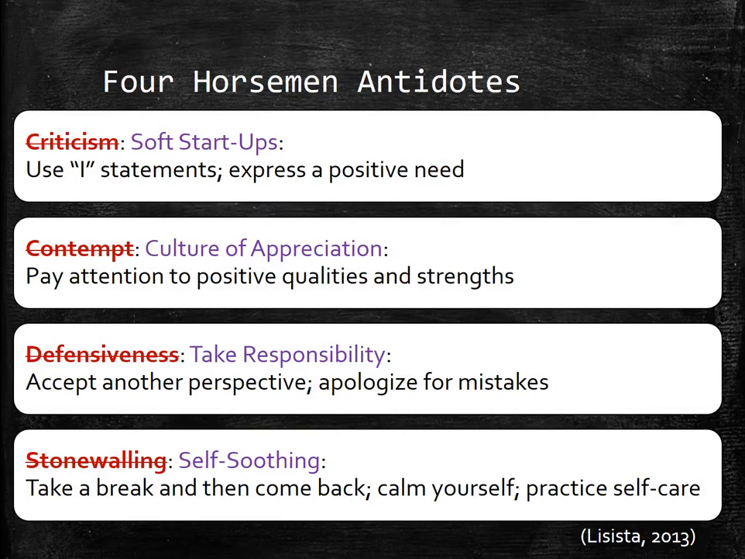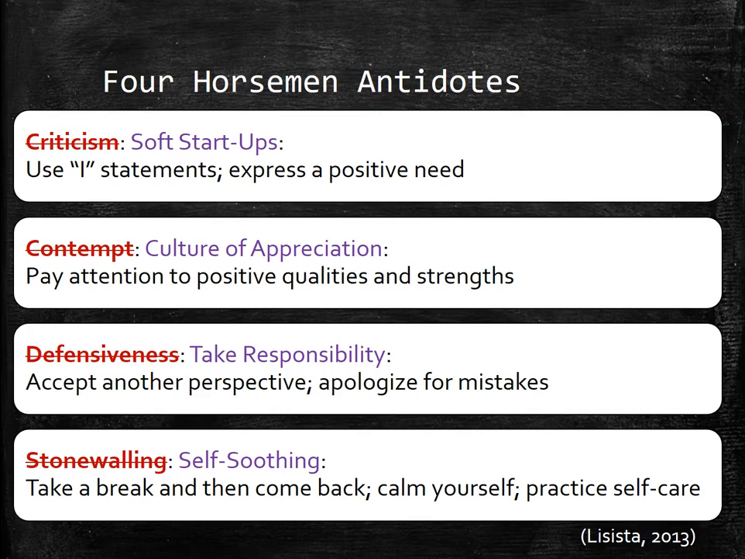So in terms of antidotes for the four horsemen, I'm getting this from the Gottman blog. One of the things they talk about in order to provide an antidote to criticism is to use soft startups. And here, one of the things they recommend is using I statements. And I'll give you some examples of those in a couple of minutes. And then also expressing positive needs. And I'll give you some more concrete examples of those too.